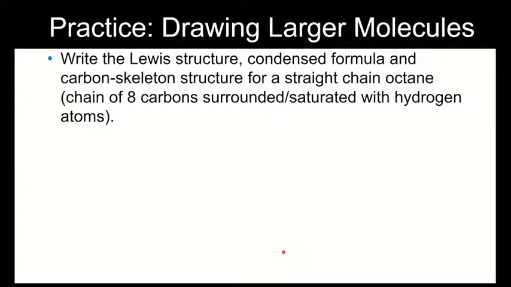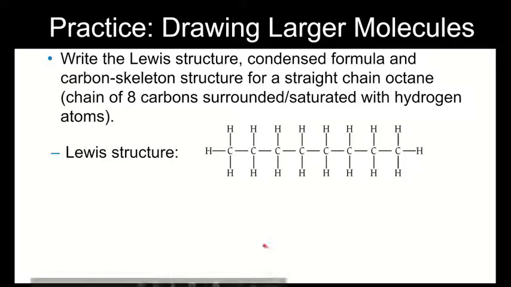Okay, so let's just do a quick practice so we can feel familiar. So we're going to draw a Lewis structure, condensed formula, and carbon skeleton structure for a straight chain octane, which is a chain of 8 carbons saturated with hydrogen atoms. So maybe pause it and see if you can do that.